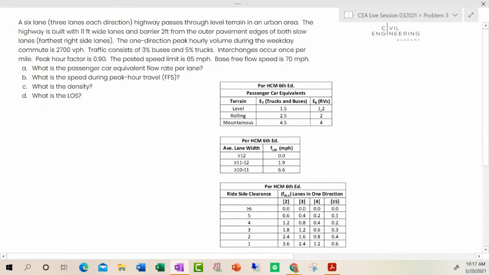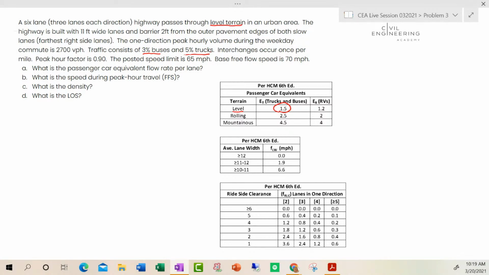And so if I look here at my table, and again, this is coming from the Highway Capacity Manual. If I look at my passenger car equivalents, in the problem statement, it says that we're passing through level terrain. So if I look at my chart here, I've got my terrain. Here's my level terrain, and it's in an urban area. That's nice to know, but not necessarily pertinent. And I've given the truck and buses for my E sub T factor, which is passenger car equivalent for trucks, of 1.5. Okay, so I'm going to use that. I've got another factor here for RVs that's nice to know, but they didn't mention any RVs specifically in the problem statement. They've just told me I've got 3% buses and 5% trucks. So I'm trying to get those buses and trucks converted into passenger car equivalents.